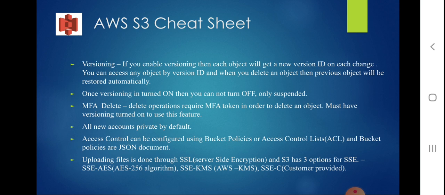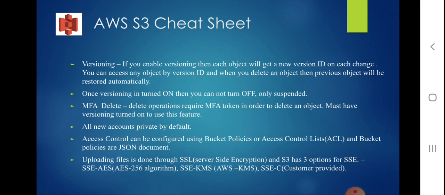And the main thing is, all the new accounts are private by default. So make sure while creating a bucket in your AWS, that will be private by default, and you should change it manually to public. Then only you can access the data or the files or pictures through URL. So make sure all the new buckets are private by default.